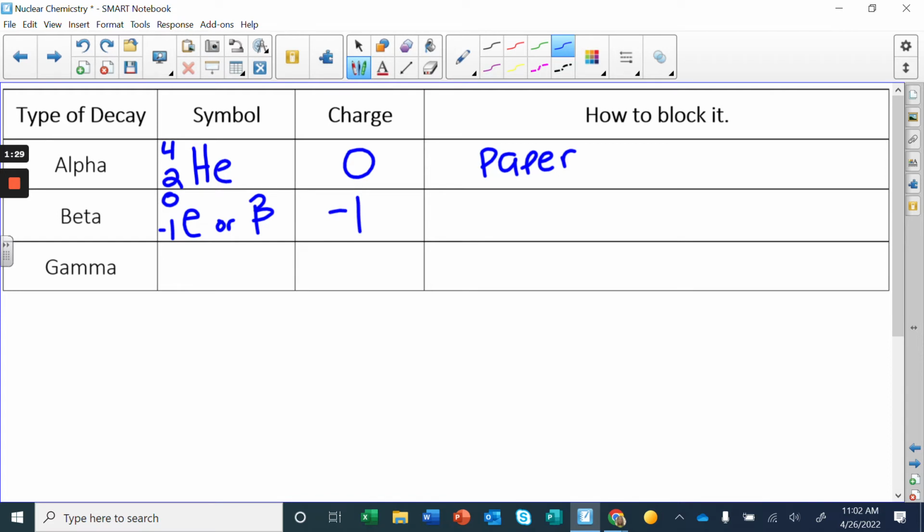We can block beta radiation with wood, or a thin sheet of metal, like aluminum foil.